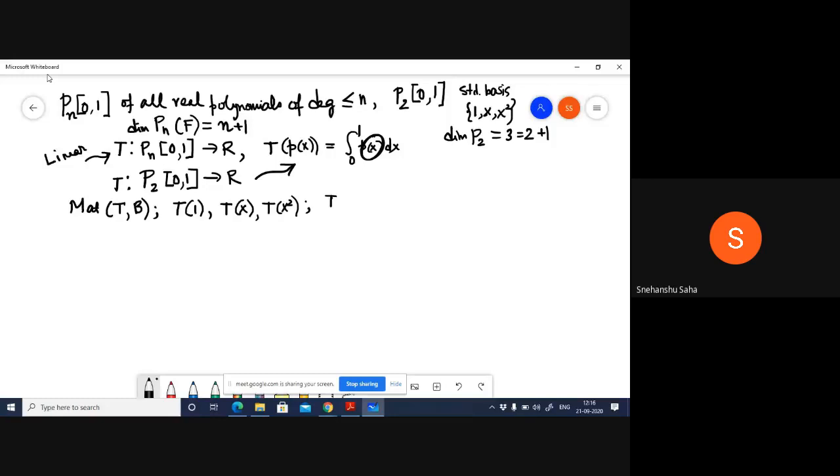If I want to find T of 1, I just use the definition of the linear transformation, so this is just the integral of 1 ds. Similarly, T of x is the integral, and T of x squared is the integral.